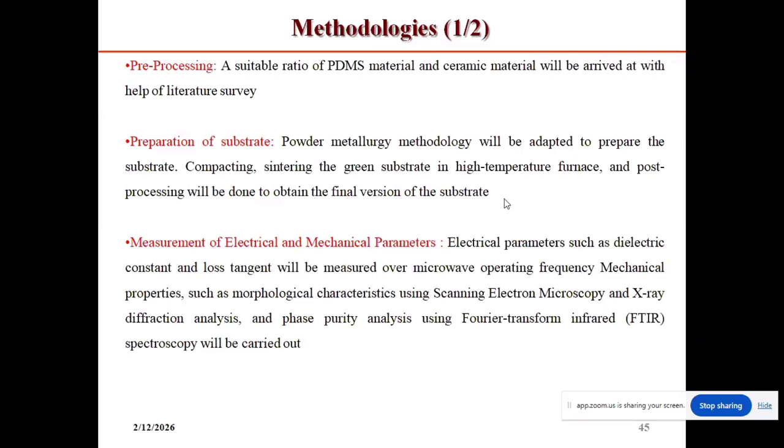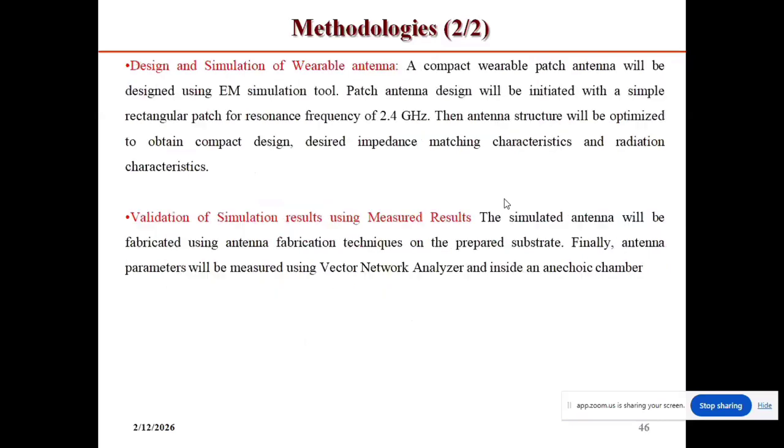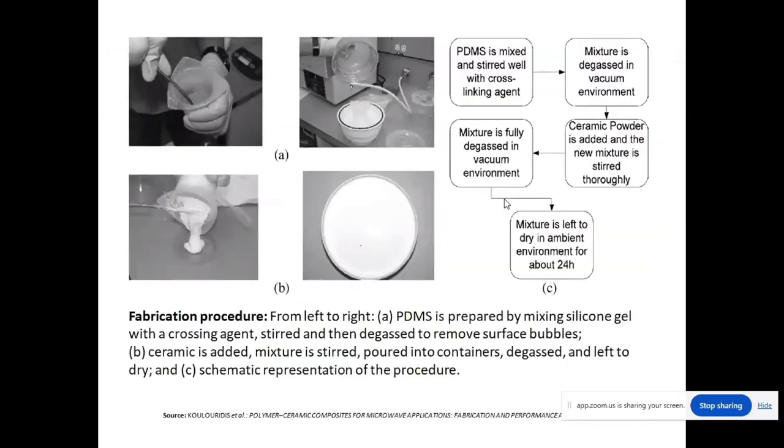Then we need to measure the electrical parameters such as dielectric constant and loss tangent for the desired operating frequency. A mechanical parameter should also be observed to check the suitability of the prepared patch for wearable applications. Then we have to go for the design of the antenna for the measured values using any one of the simulation tools, then go for the validation process. This is the second method, another alternate method of making polymer ceramic composites.